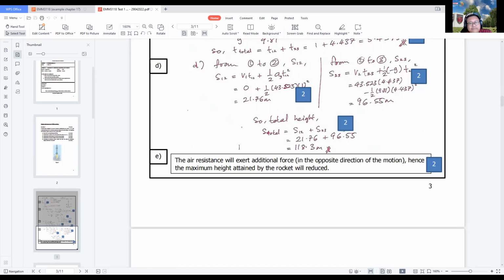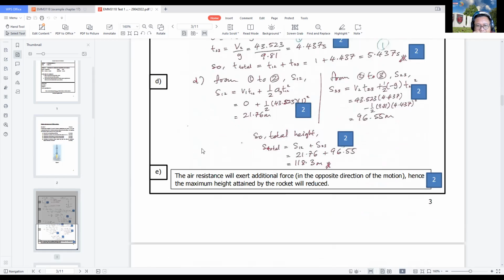You get about 118.3 meter. And the last question asks about if there is air resistance. If air resistance exists, it will act as an additional force opposing the motion. Therefore, if you have resistance, it will affect the maximum height, so your maximum height might be lower or reduced.